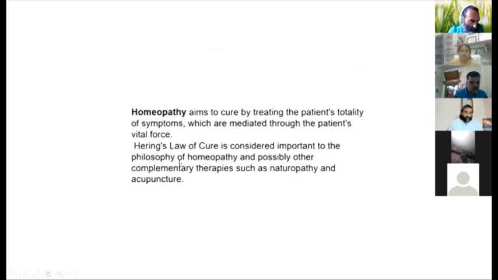Homeopathy aims to cure by treating the patient's totality of symptoms which are mediated through the patient's vital force. Hering's law of cure is considered the most important to the philosophy of homeopathy and possibly other complementary therapies such as naturopathy and acupuncture. How do we know that our medicine is working well or it is curing the patient? There is a law which has to be followed and we need to see that.